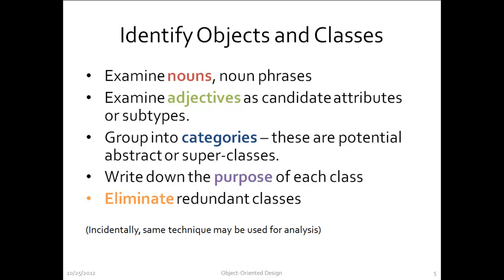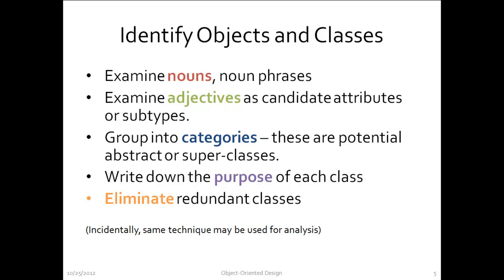You try to group these nouns into categories. These categories could potentially become abstract classes or superclasses. You write down briefly the purpose of each class. What is this class supposed to do? And use this description of each class's purpose to eliminate redundant classes, consolidate classes, things like that.